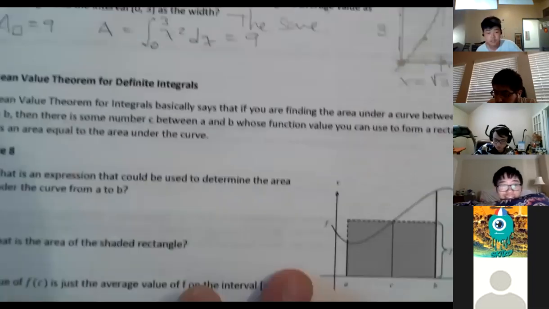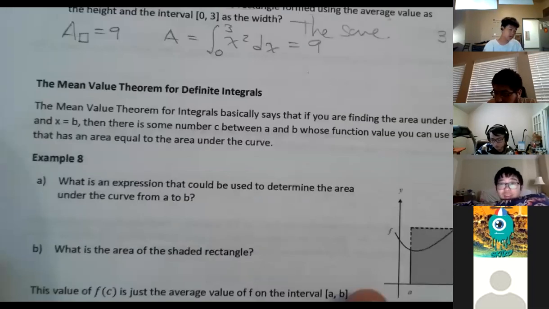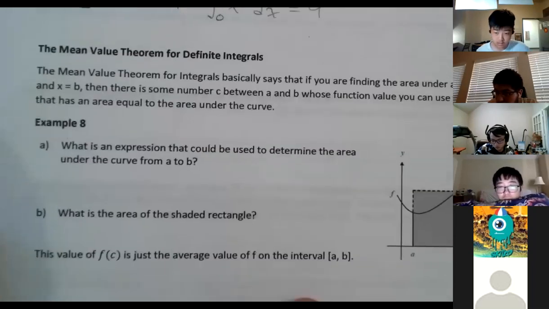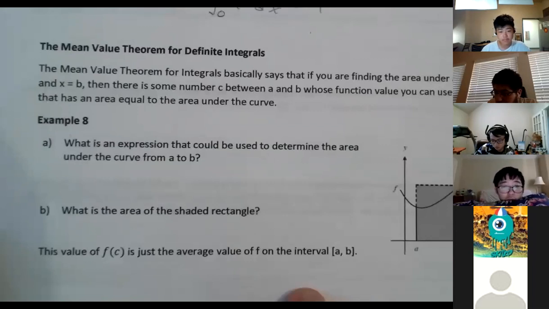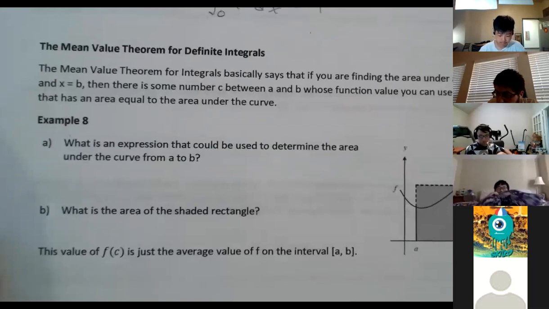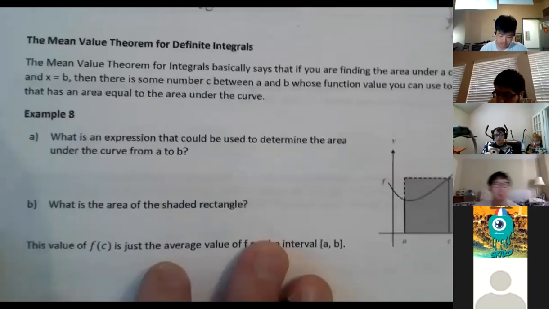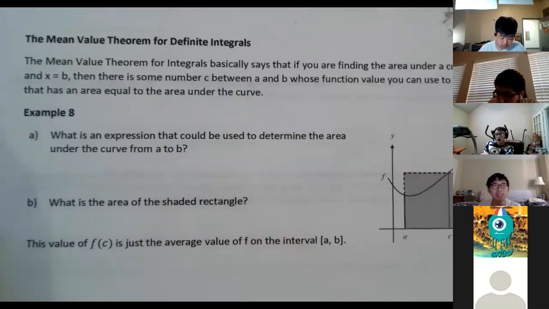Mr. Sanchez? Yes, sir. Are we going to learn how to calculate an integral without a calculator later? Yes, we are. We're going to study techniques of integration. For now, we just use the calculator to understand this concept.